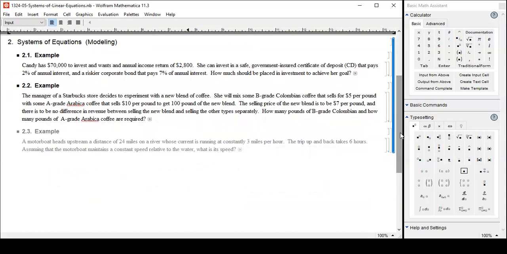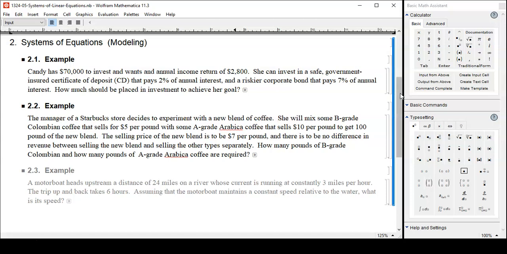Okay, we went through one problem. Here's another problem. Let's go to example 2.2. Again, a bit bigger font so that you can read the problem better.